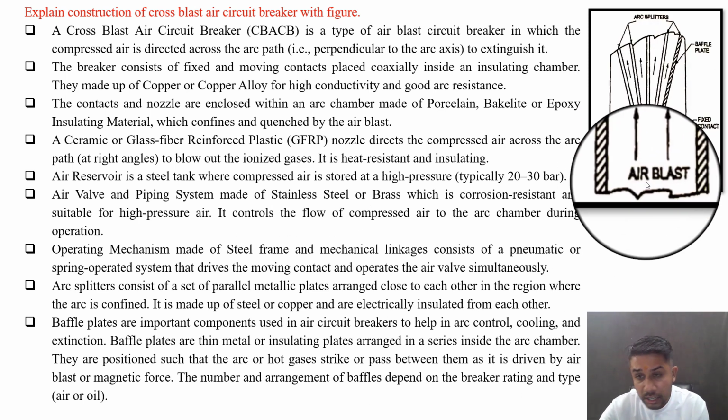You can visualize this. The air blast from the downward direction forces the arc to flow towards the upward direction and it passes through the baffle plates. So the number of baffle plates and the arrangement depend on the breaker rating and the type of breaker, whether it is air type or oil type. So this is the basic construction detail of the cross blast air circuit breaker.